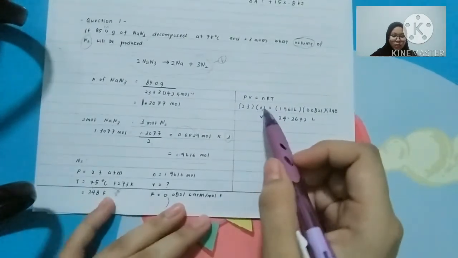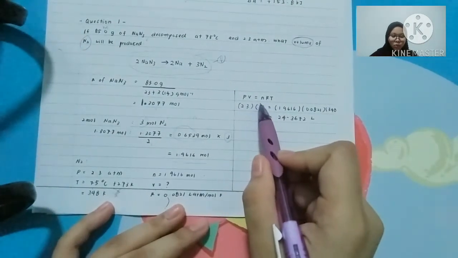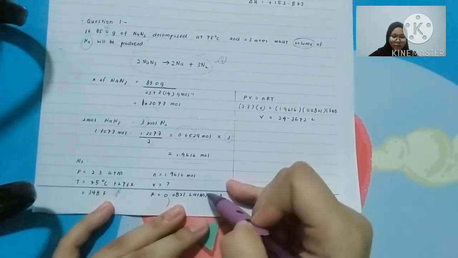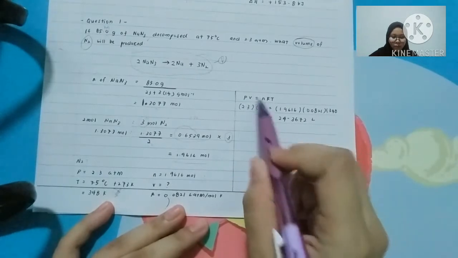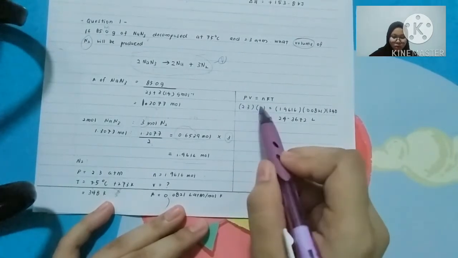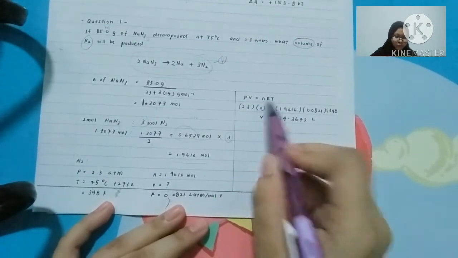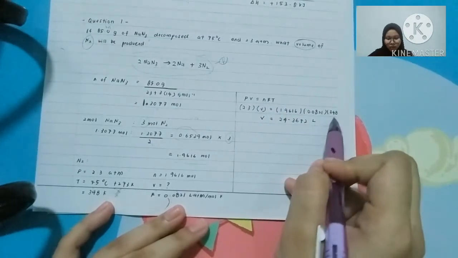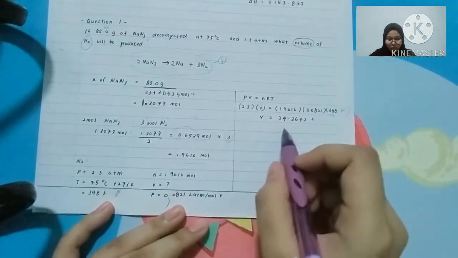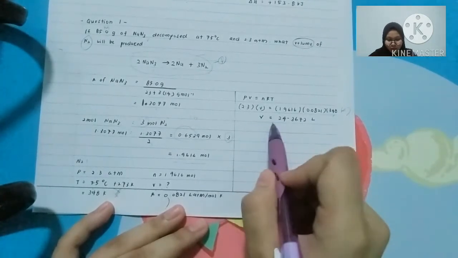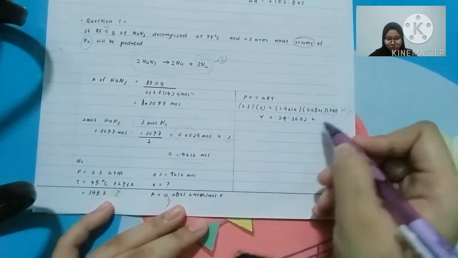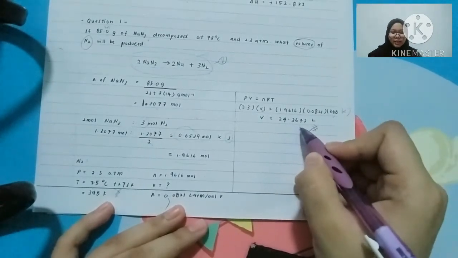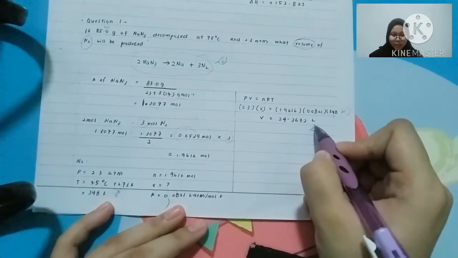So ini adalah equation yang menepati semua yang ada ini. So kita boleh carilah nilai V dia. Sebab P kita dah ada 2.3, V kita boleh cari, n dah ada, R constant, T pun dah ada 348 Kelvin. So V equal to 249. So jawapan untuk V is 24.3672 liter. Itu saja.